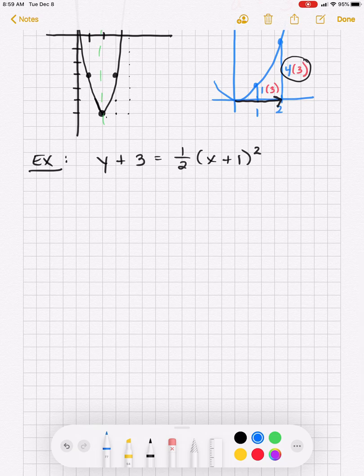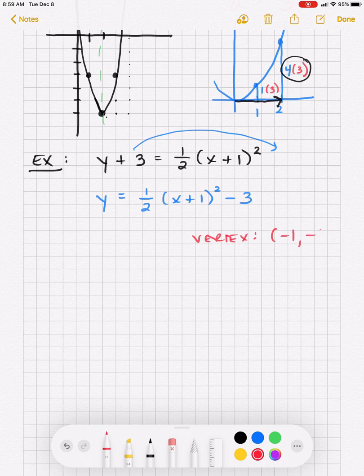Again, this isn't quite written in the correct form, so I need to scooch the -3 over. This is 1/2 (x plus 1) squared minus 3. Okay, I'm going to probably need to wrap this one up because that was the bell. The vertex is going to be the opposite of 1, which is -1, -3, and the a value this time is 1/2.